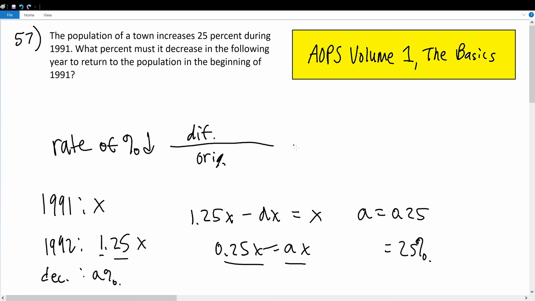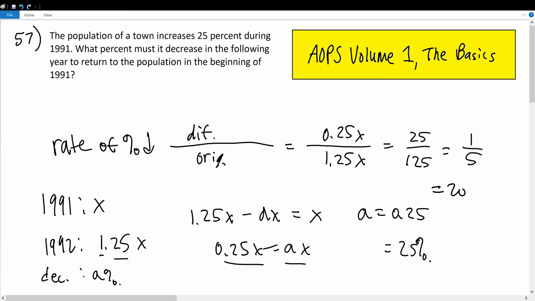So the difference between the original and the resulting one, 1.25x, is 0.25x divided by the original, which is 1.25x. x and x cancel, multiply 100 to both sides, you get 25 over 125, which is the same thing as 1 over 5, which is the same thing as 20%. So the population must decrease by 20%, not 25%, the following year to return back to 1991's original population.